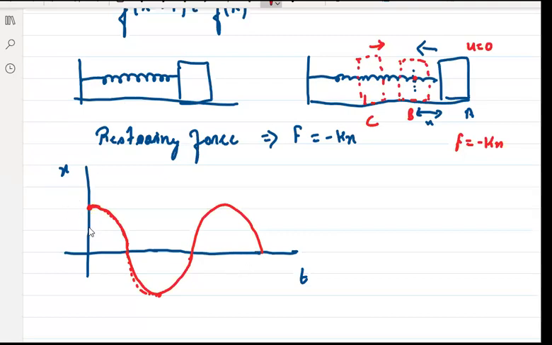Sine curve, but what specifically? See, when x is zero, it is maximum. So obviously x will be equal to, tell me, sine T? Or sine theta? Or x is equal to cos theta, where theta is equal to omega t. Omega is your angular frequency. We'll talk about what omega is later, but sine or cos, tell me, sine or cos.